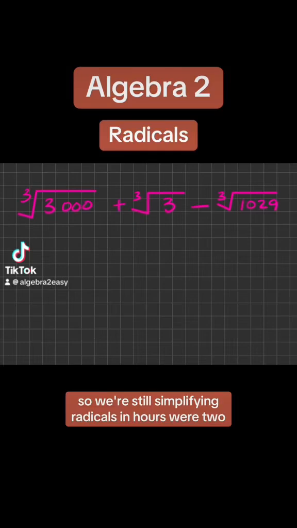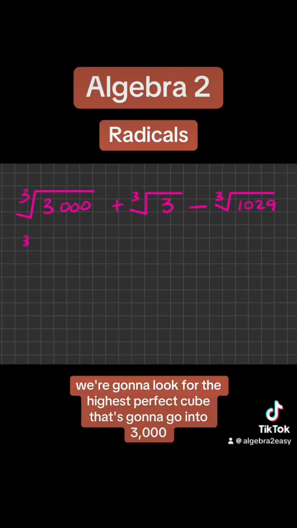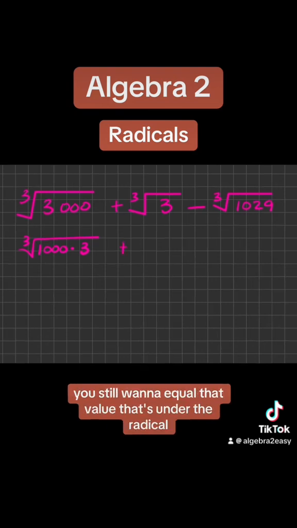So we're still simplifying radicals in Algebra 2. Let me show you. First, we're going to look for the highest perfect cube that's going to go into 3,000. Well, that's going to be 1,000. And 1,000 times 3 is 3,000. So when you're rewriting your radicals, you still want to equal that value that's under the radical.